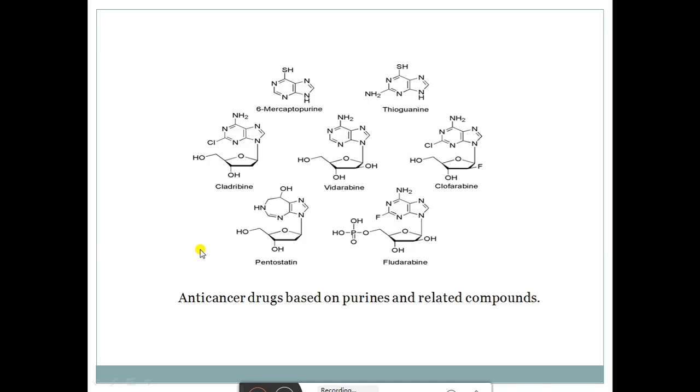Okay, so the anti-cancer drugs which are based on the purine and their related compounds. Example is 6-mercaptopurine. Just draw the structure of the purine. At the 6th position we have to add the mercapto group, that is SH. Thioguanine: the only difference is the addition of this amino group here. Then cladribine, vidarabine, clofarabine, fludarabine, pentostatin. So these are the different drugs which are purine analogs.